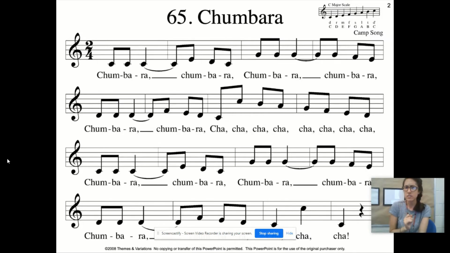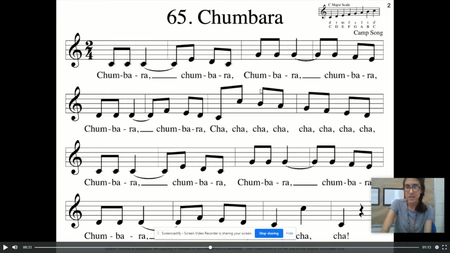Can you point to the screen? Don't touch the screen. Ms. Rochelle would not be happy. Point to the screen where you see the scale, the music notes of the scale going from high to low. Can you point to where it happens in the song? If you're pointing right here where my mouse is, and it ends on this last note here. Cha, cha, cha, cha, cha, cha, cha, cha. That's right. That's where the scale is.